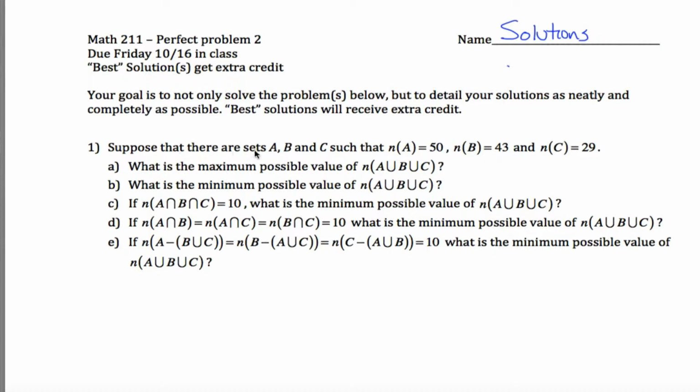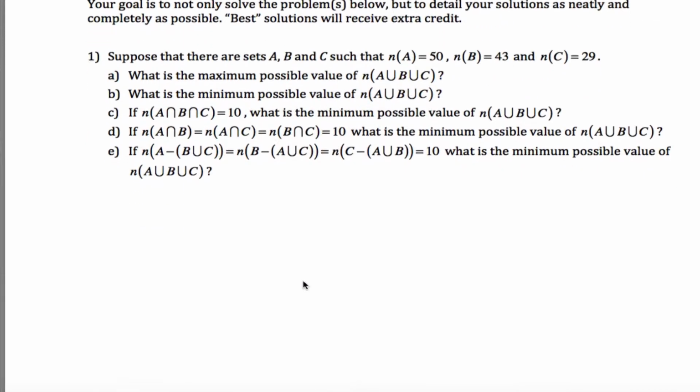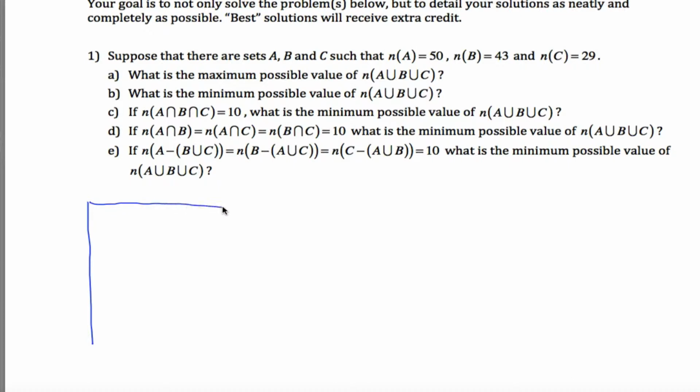What we're told here is that we have these sets A, B, and C, and that the number of elements in set A is 50, in set B is 43, and in set C is 29. The question is asking: what's the largest number of elements that could be in the union of A, B, and C? And what's the smallest number of elements that could be in the union? Let me see if I can draw some pictures that would correspond with those two cases.